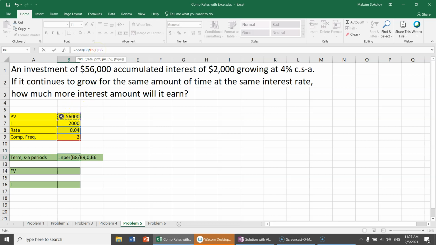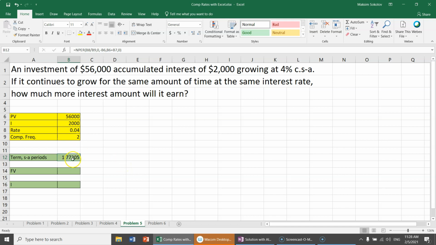Present value. Present value is 56,000 in this case. Let's put a negative sign in front of B6 to designate this as an amount outgoing. Next is the future value. The future value in this problem will be our present value plus interest earned, because future value is present value plus interest. Then for end or beginning of period, it doesn't make any difference because it's not an annuity, so we'll select 0 here.